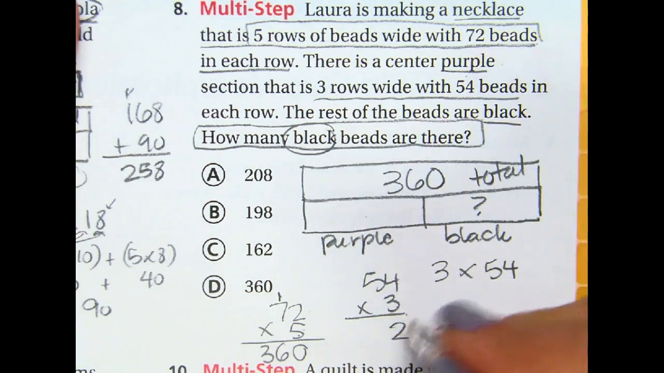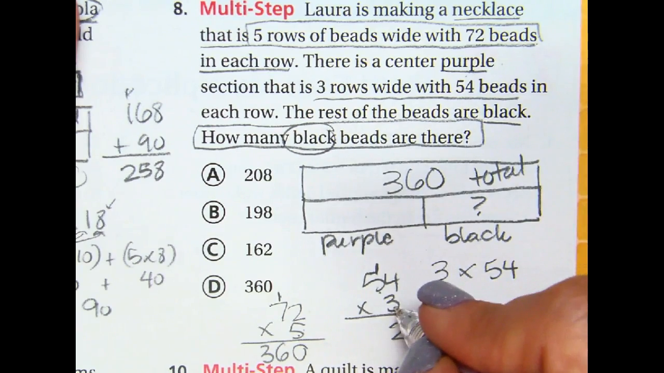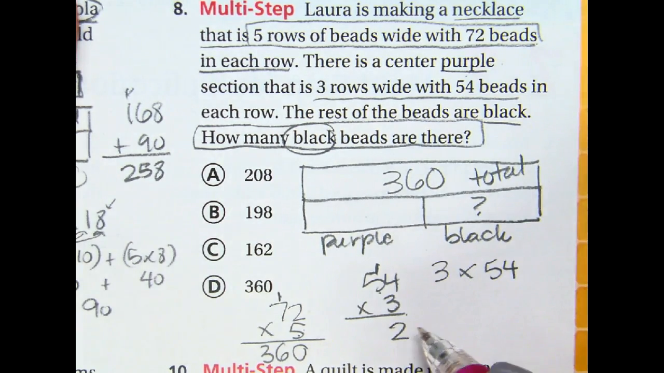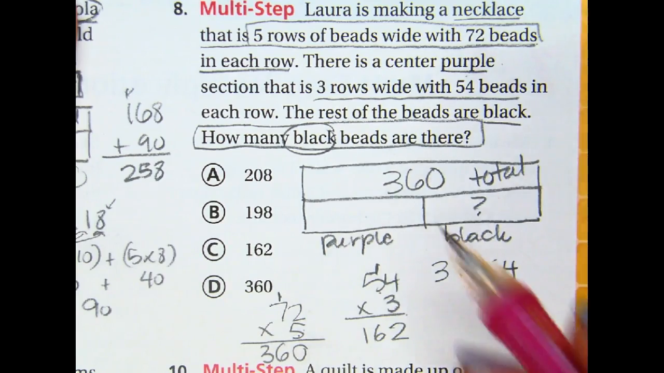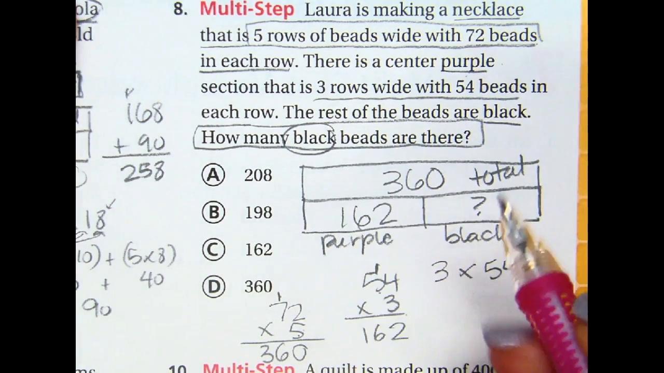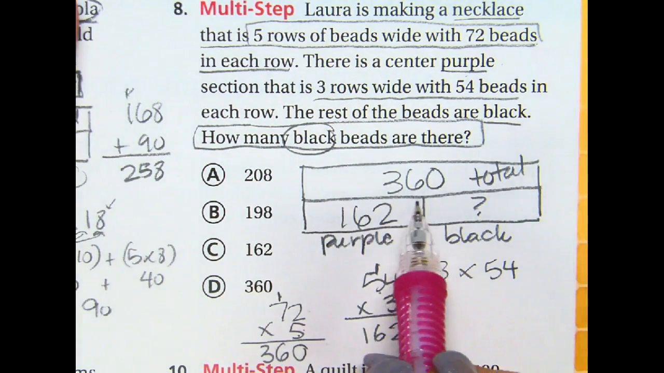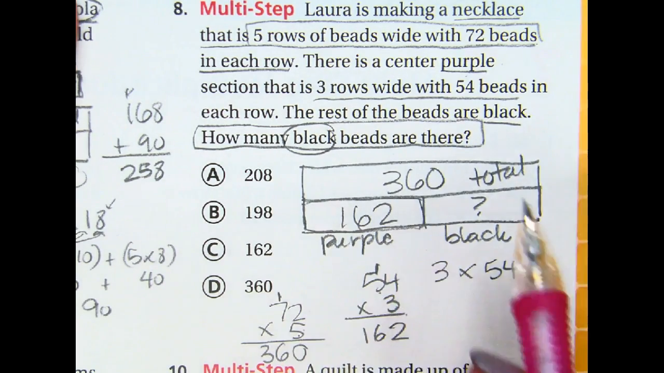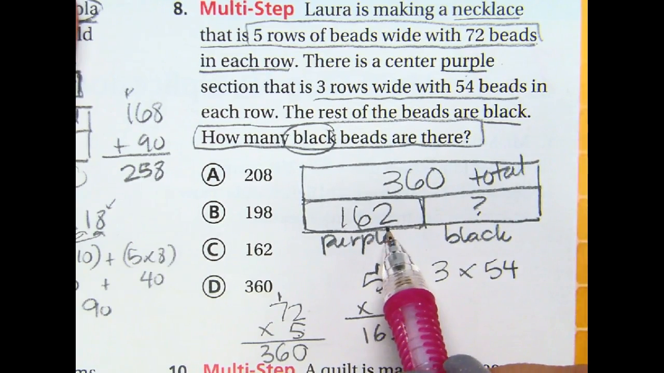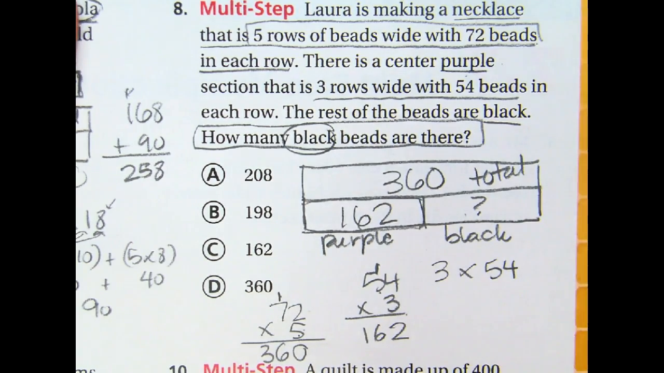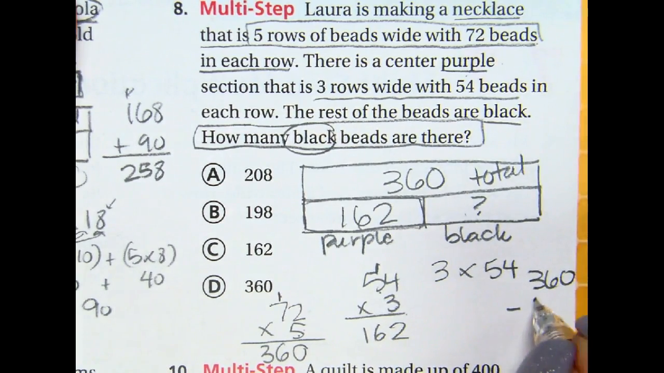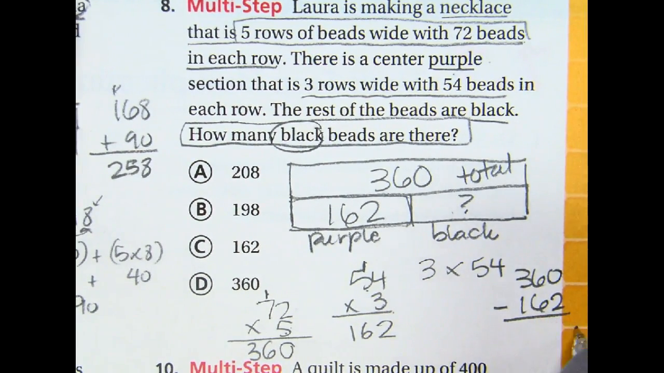4 times 3 is 12. 5 times 3 is 15 plus 1 is 16. So we know that 162 of these 360 beads are purple. The rest will be black. Since we have a part of our whole, if we take out the part we know, we'll be left with the part that we don't know. So 360 minus 162 will give us the beads that are black, and that's our question mark.